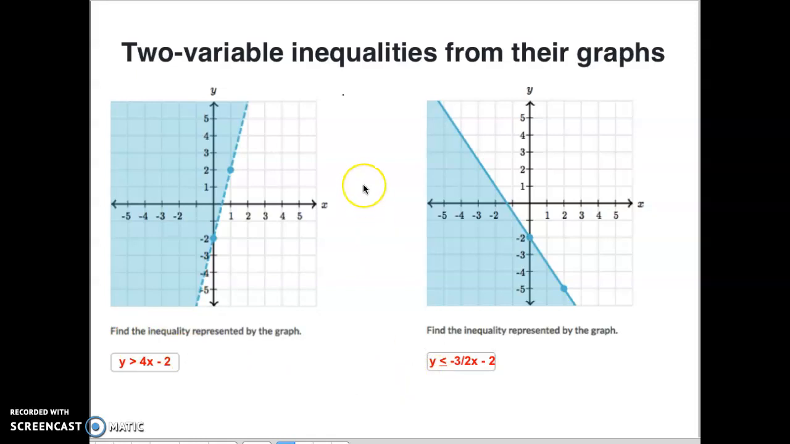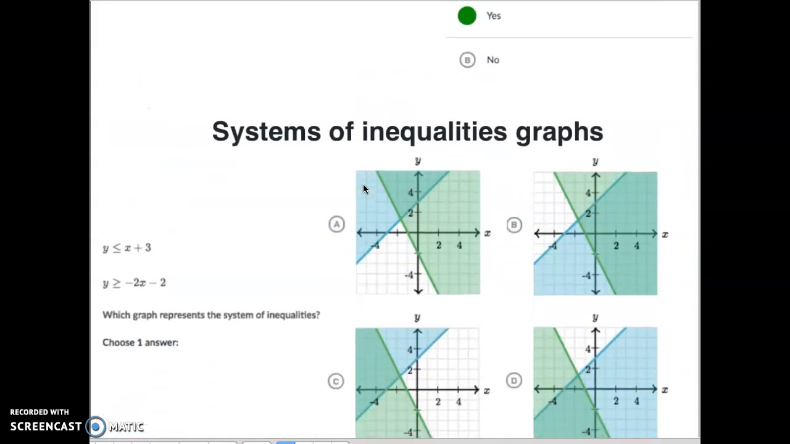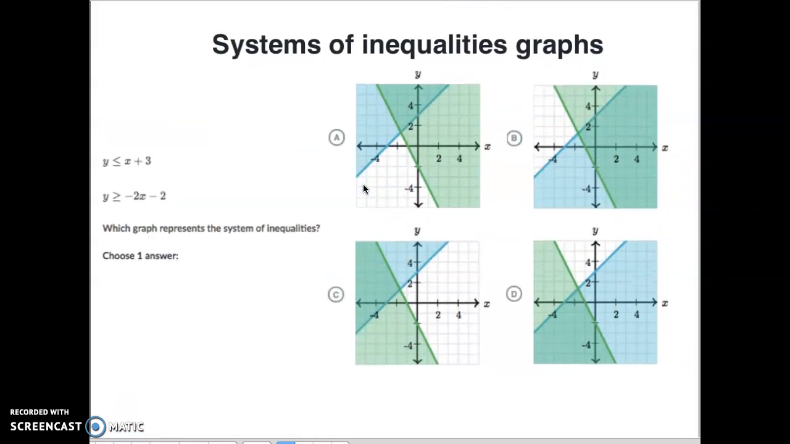Now for your second con of the day, we'll go up to here. Your second con is called systems of inequality graphs. So you're going to notice that you have two inequalities here. This one here and that one there. We're going to start with the first one.